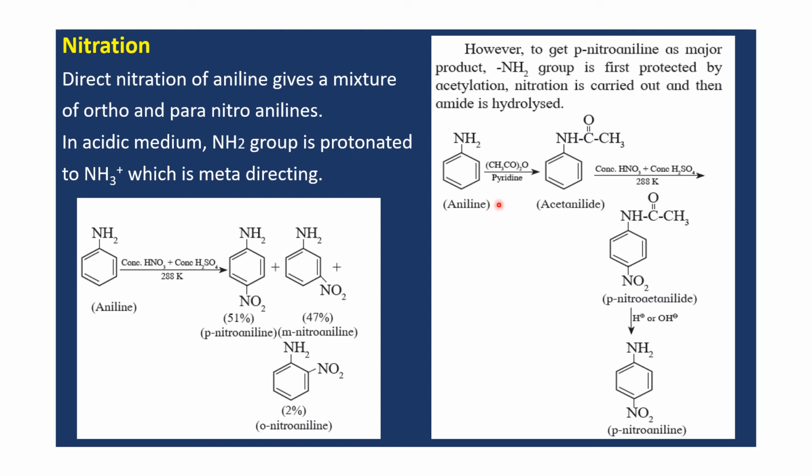So in the equation you can see, first aniline, that is the amine, is acetylated in the presence of pyridine to form acetanilide, which on nitration is forming para-nitroacetanilide. At the para position the NO2 group is substituted, which on reaction with water, or on hydrolysis, is forming para-nitroaniline.